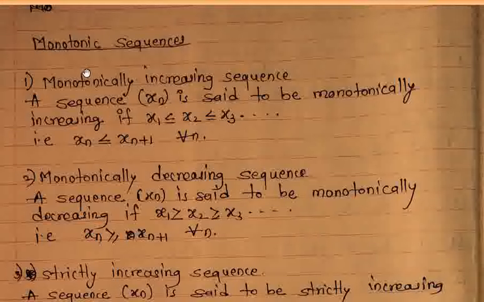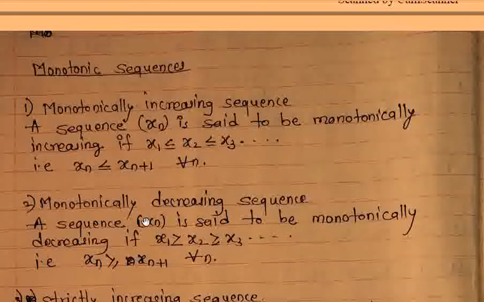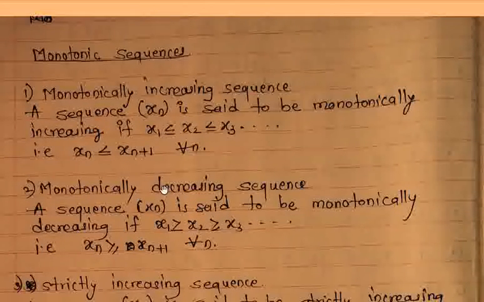Monotonic sequences. You have a monotonically increasing sequence. A sequence xn is said to be monotonically increasing if x1 is less than x2 is less than x3, and xn is less than xn plus 1. Then the next one is a monotonically decreasing sequence. A sequence xn is said to be monotonically decreasing if x1 is greater than or equal to x2, which is greater than or equal to x3. For example, xn is greater than or equal to xn plus 1 for all n.